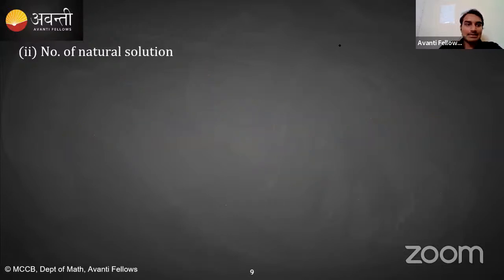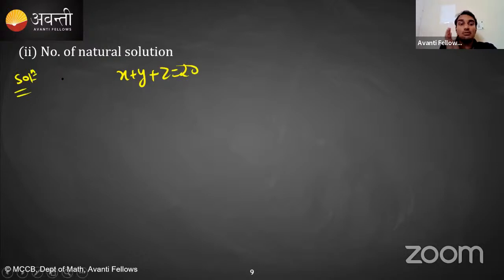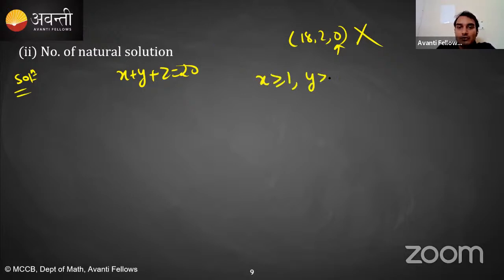The next part is asking for the number of natural solutions. Now we need the number of natural solutions. It means x plus y plus z is equal to 20, but all the solutions have to be natural, so x, y, z cannot be 0. Let's say 18, 2, 0 cannot be part of the solution because z becomes 0 and the question is asking for natural solutions. So what does it mean? x has to be greater than or equal to 1, y also has to be greater than or equal to 1, and z also has to be greater than or equal to 1.